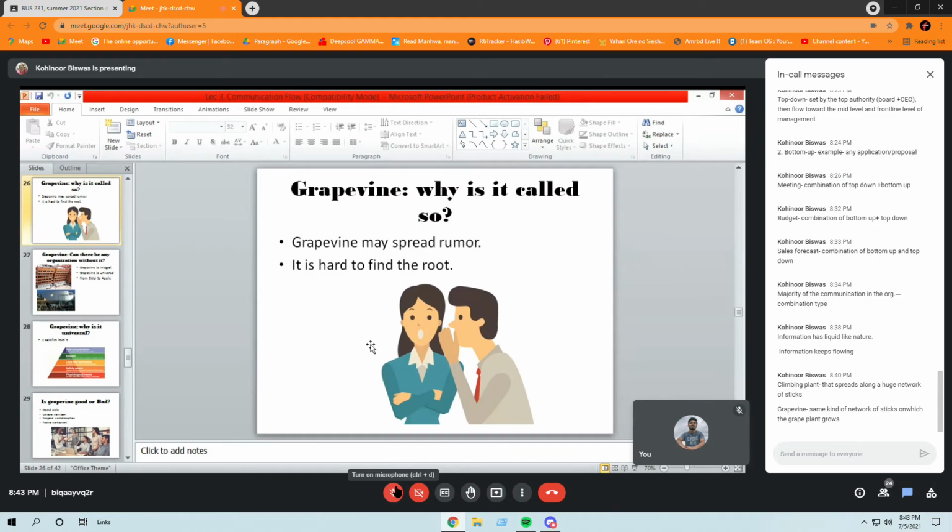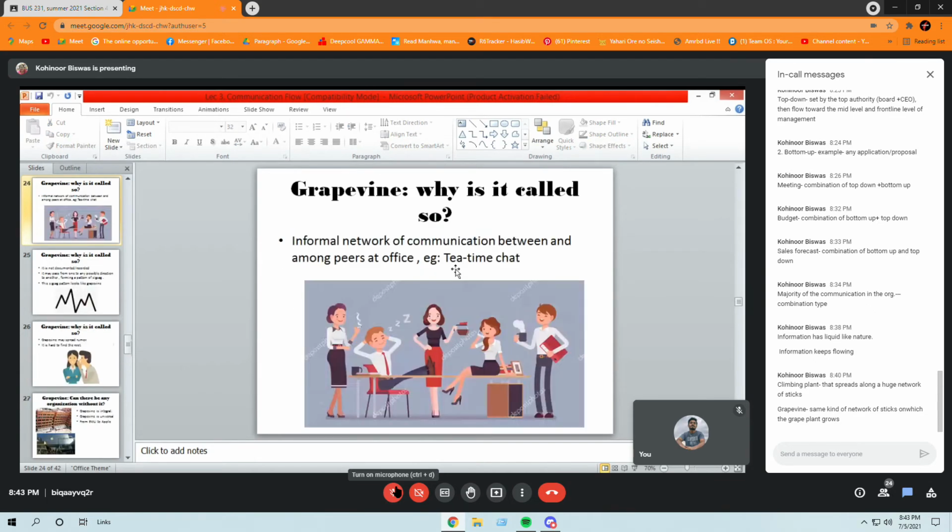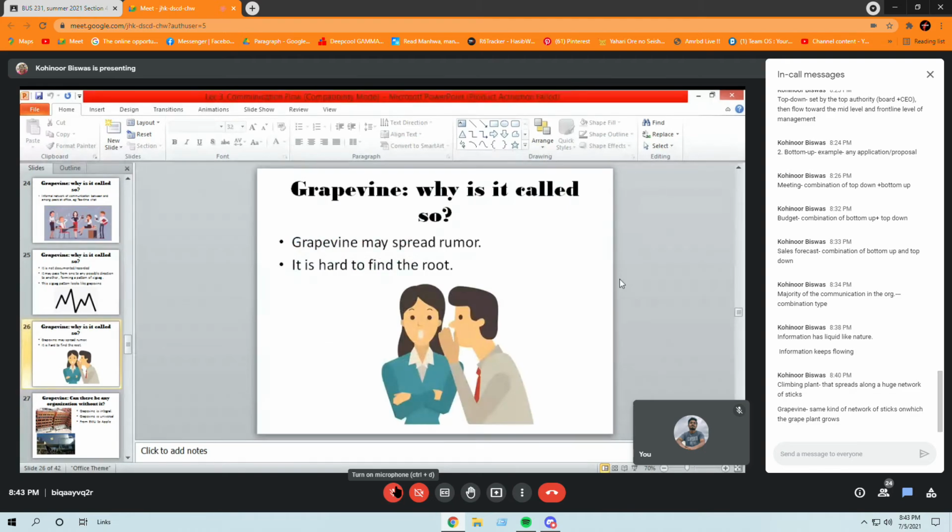Yes, ma'am. It is also hard to find the root, that means origin. If there is some grapevine going on here, who was the first person, the root or origin of this information, who spread it, how to find that out? It's very difficult to find out who was the first person who gave this input into the grapevine. Do you get this point? It is hard to find the root of a grapevine.